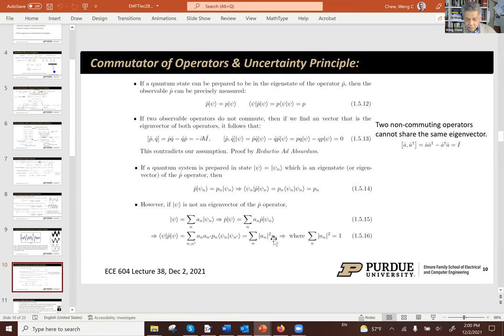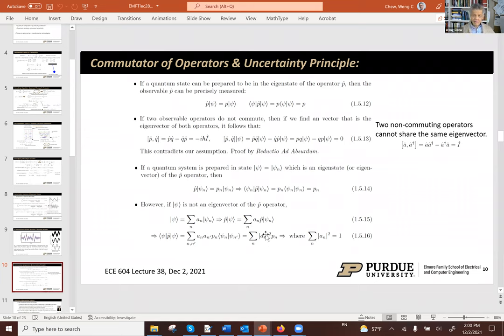Then I can reduce this to a single summation. And it says that when you try to measure this quantity, when psi is not an eigenvector of p hat, you get this quantity. You get the summation of p sub n, the different eigenvalues that come with this operator, weighted by the component of eigenvectors that this state has.